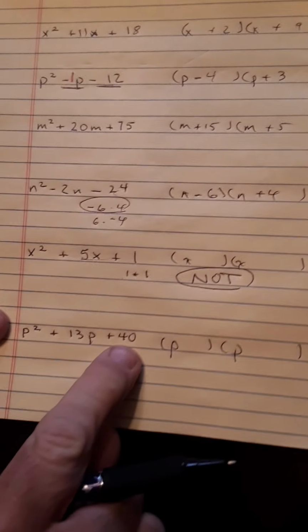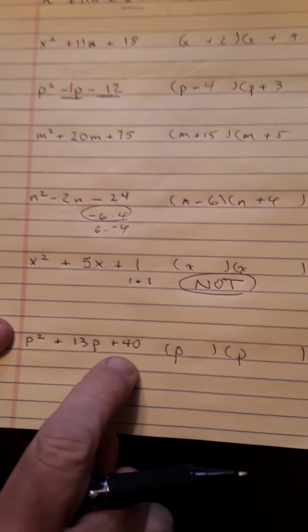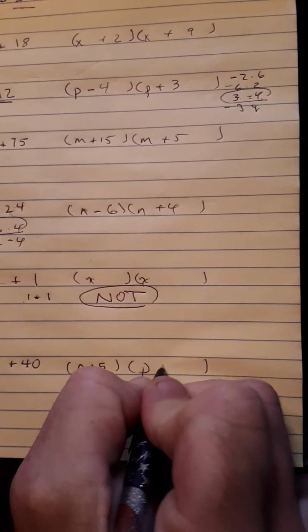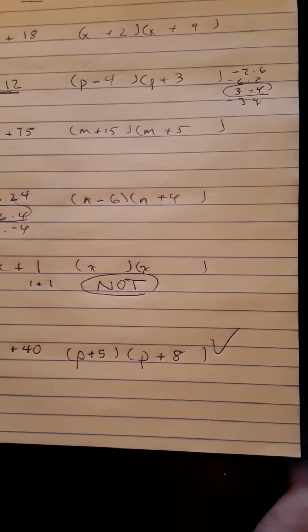Last problem. Factors of 40 that give me 13. 5 times 8 is 40. 5 plus 8 is 13. And I am done.